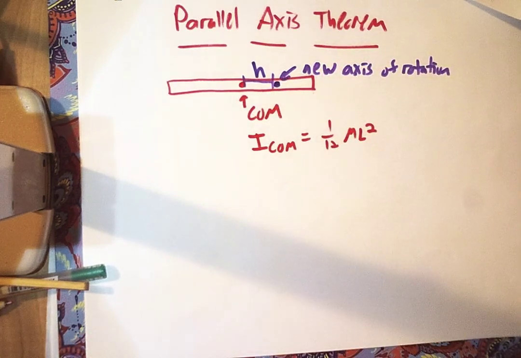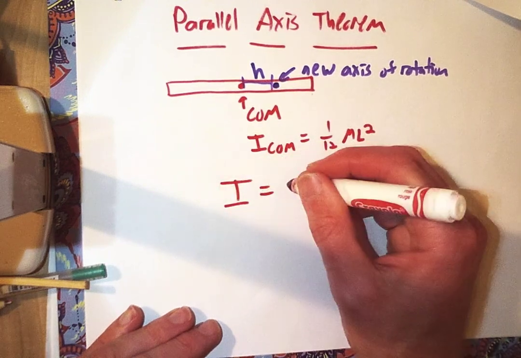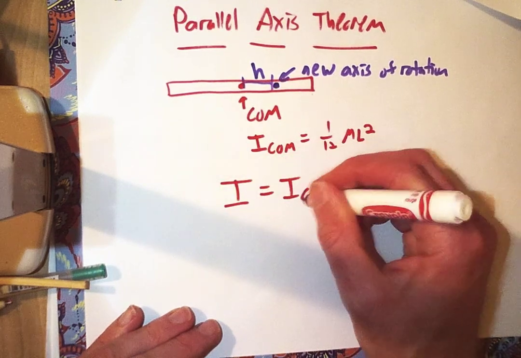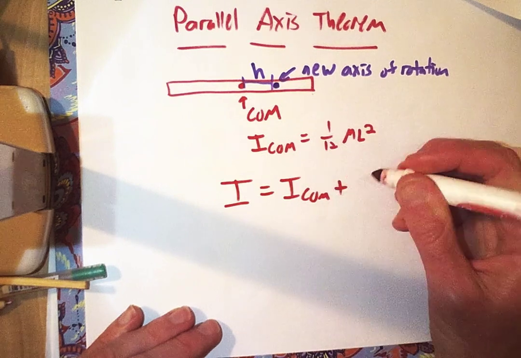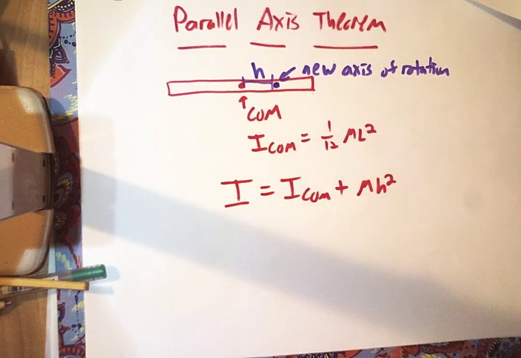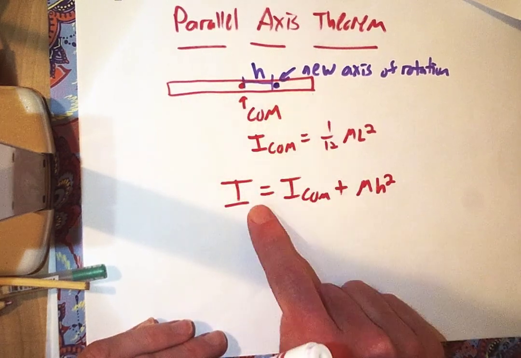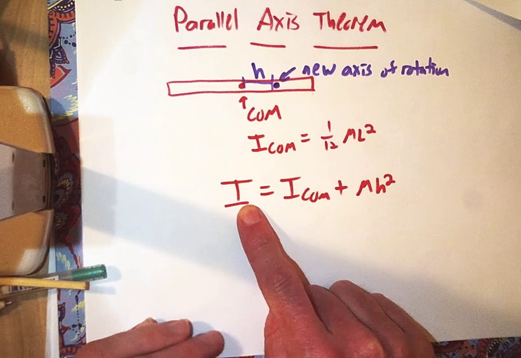So the parallel axis theorem says that the moment of inertia through this new axis is the moment of inertia through the center of mass plus m times h squared. So if you know this distance h and you know what the mass of this thing is, you can find the moment of inertia through another axis.